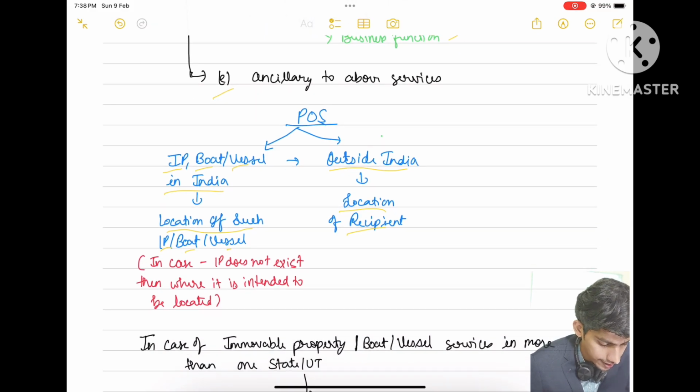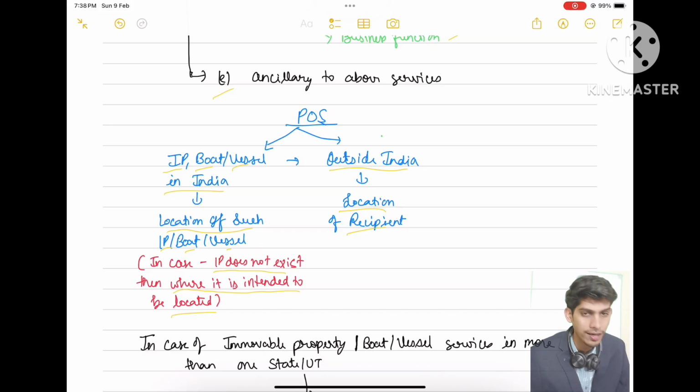And one point here: in case the immovable property does not exist, then where it is intended to be located. For example, you take services from an architect for drawing a plan of a building which does not exist right now. But you have in mind where you want to build that building, so the state in which you want to build the building will be the place of supply. So in case the building does not exist, the place of supply will be the place where it is intended to be located.